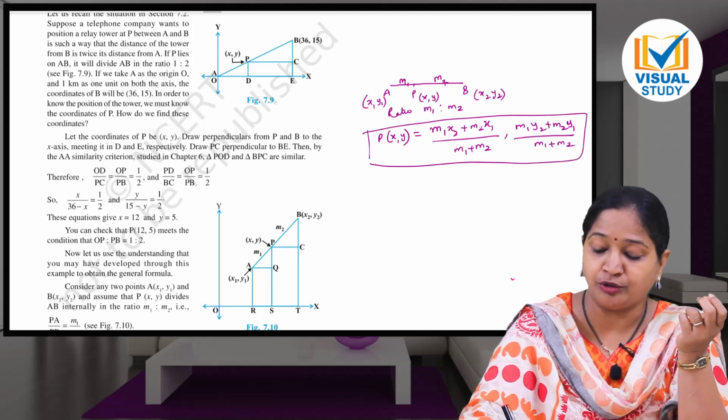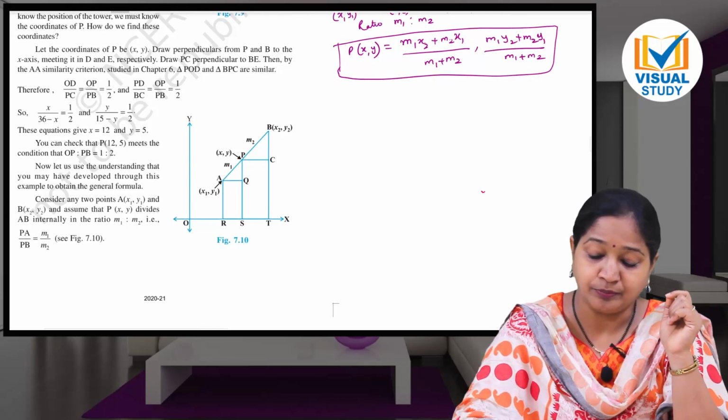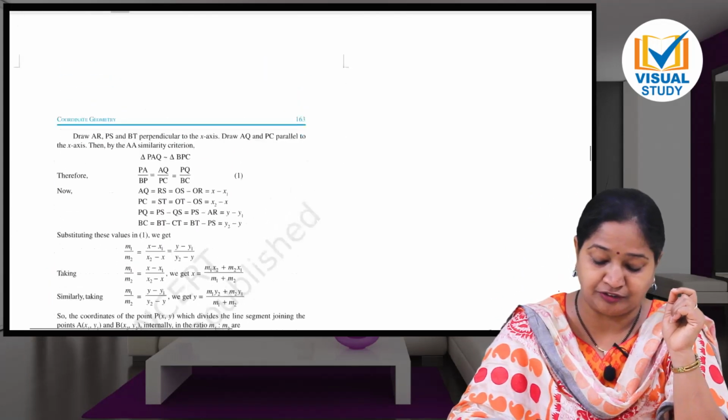But how do you prove it? Actually, this is not for your proof. It is not for your exam. They have just told us how they got this section formula.